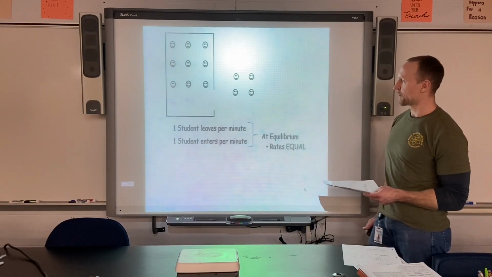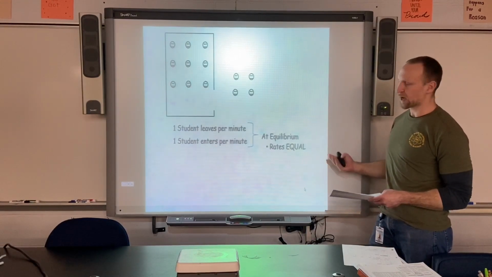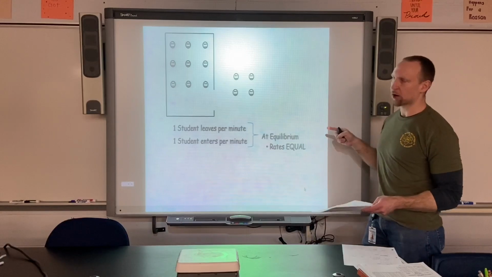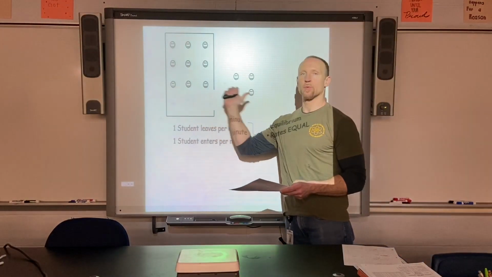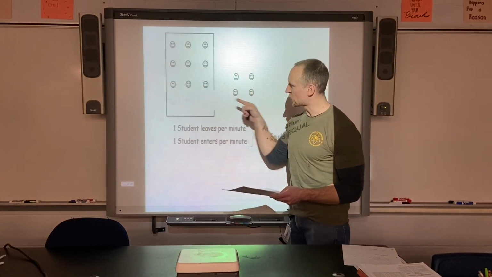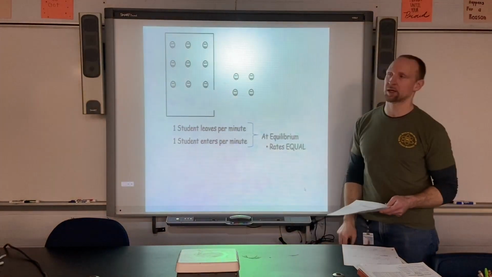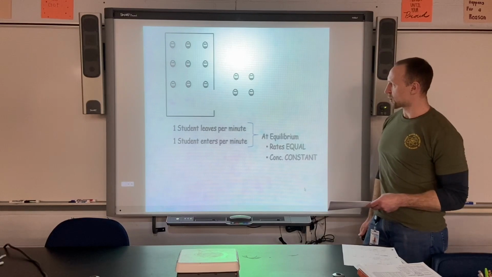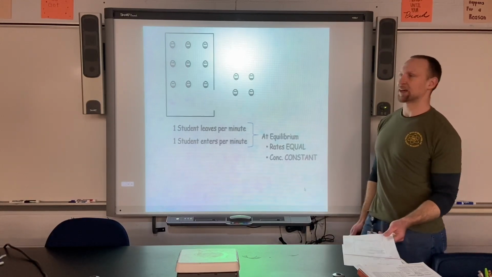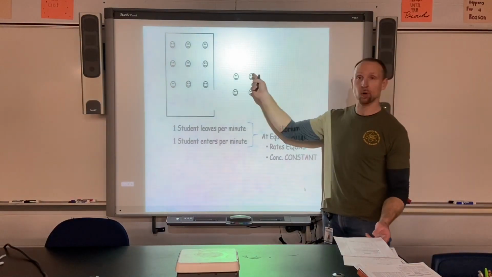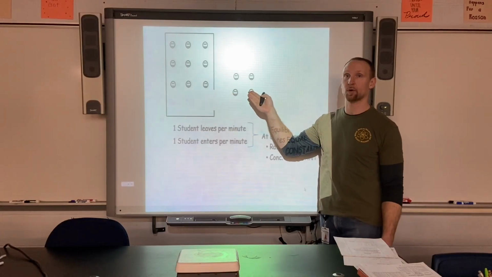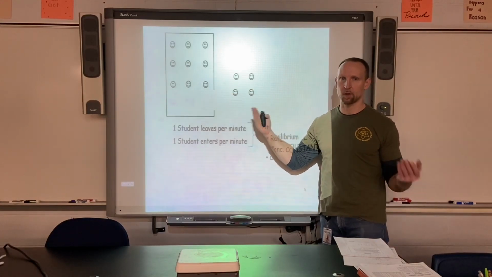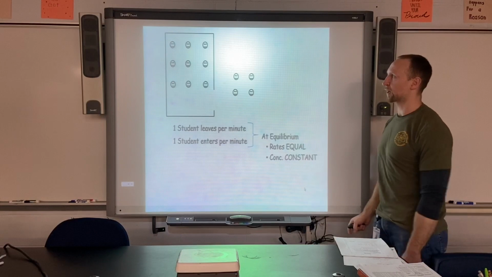Why is that happening? Because the rates are equal. The speed at which the students are leaving equals the speed at which the students come in, so there's no observable change. And notice the concentrations are staying constant. Not equal. We've got 9 students in the classroom, 4 in the hall. Not the same, but they're not changing. That's what we mean by constant.